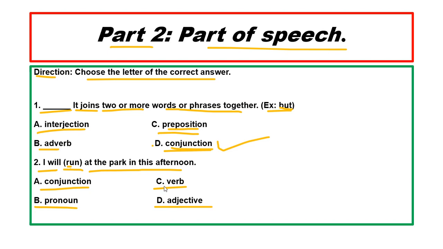Okay, so verb. Okay, so it shows an action. Okay, so what is action? Of course, that is the time you're eating, you're running, eat, play, run, walk. Okay, so that is an action. Okay, so listening. Okay, listen, speak. Okay, so that is an action. So this one here is run. So run is an action. So that is a verb. So letter C. Okay, don't forget.